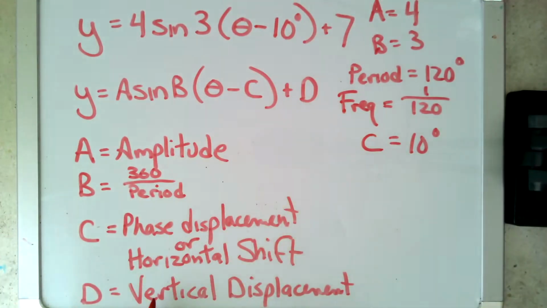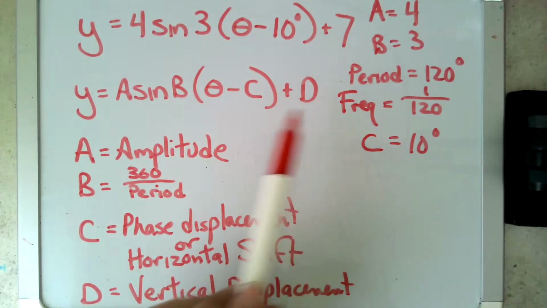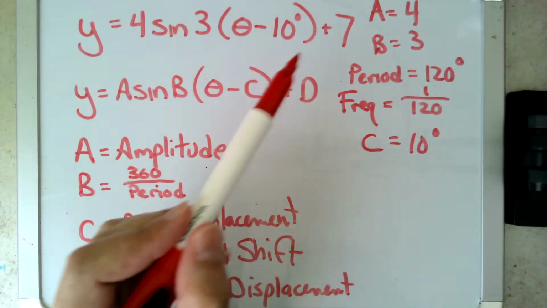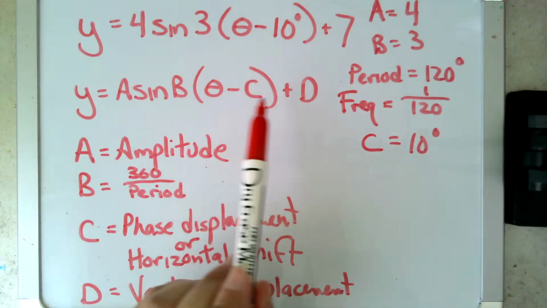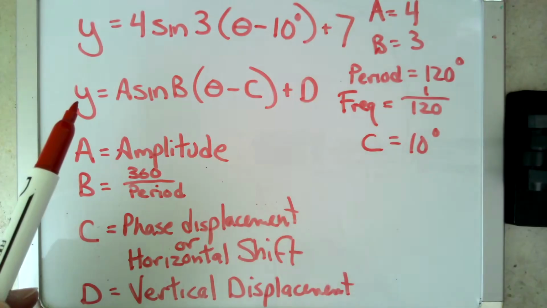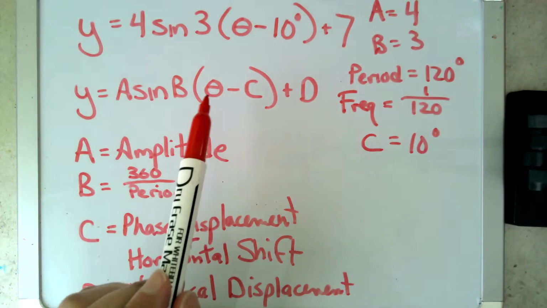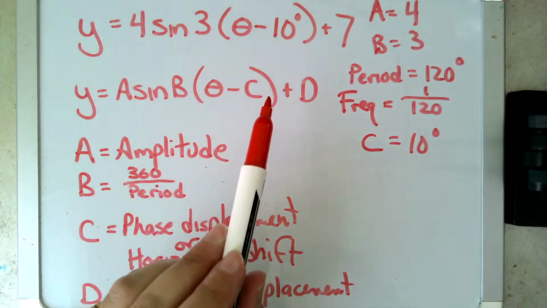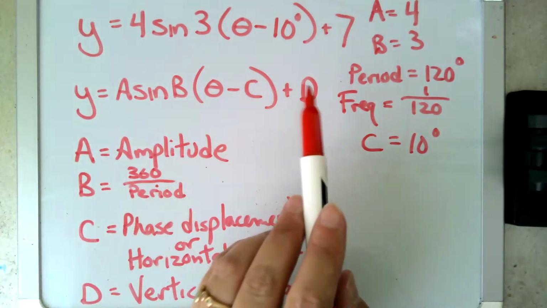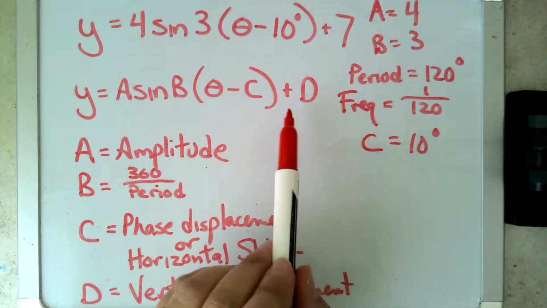My D is my vertical displacement. It says plus D. Now, why would it say minus C and plus D? Here's why. This D is an independent agent. It is not part of this value right here. I could subtract D to the other side of my equation, and now I'm consistent: y minus D and theta or x minus C. But in order to make this a y equals, I have moved my D to this side of the equation. And that is why the vertical displacement is exactly as intuition would tell you.